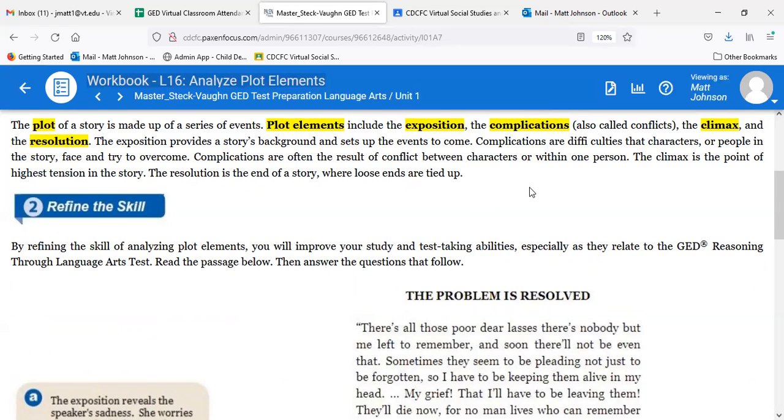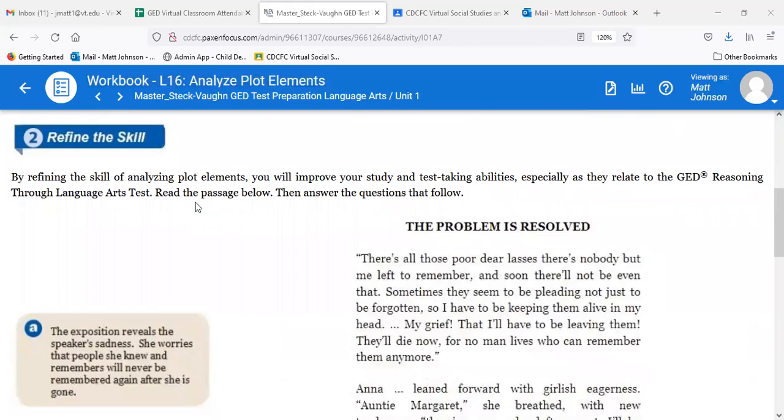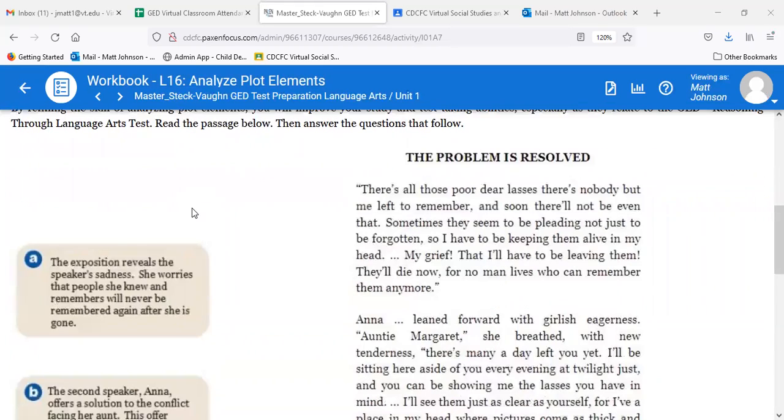So the problem is resolved. It says, there's all those poor dear lasses. There's nobody but me left to remember. And soon there'll not be even that. Sometimes they seem to be pleading, not just to be forgotten, so I have to be keeping them alive in my head. My grief, that I'll have to be leaving them.